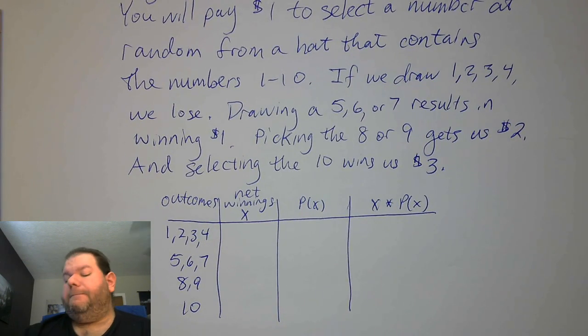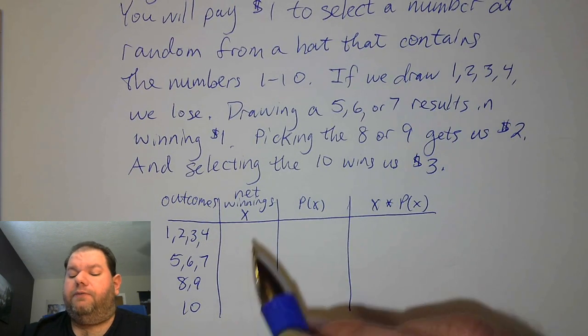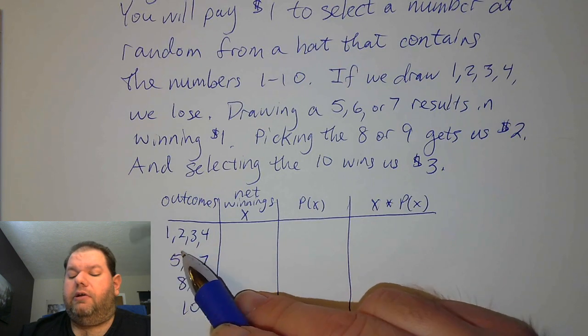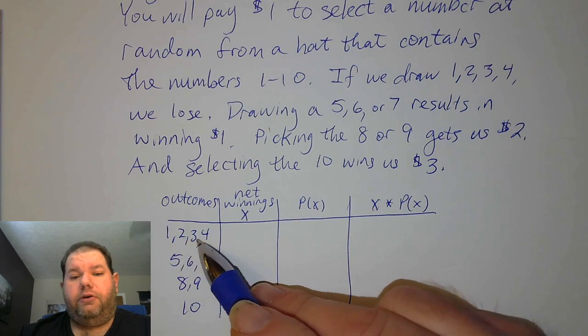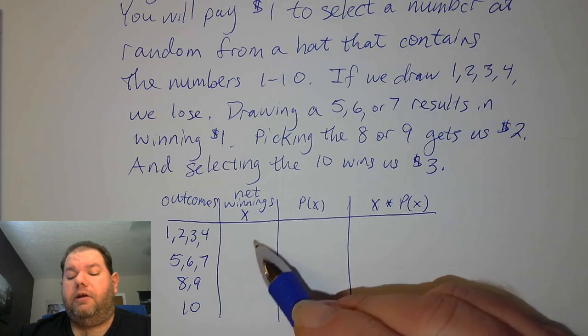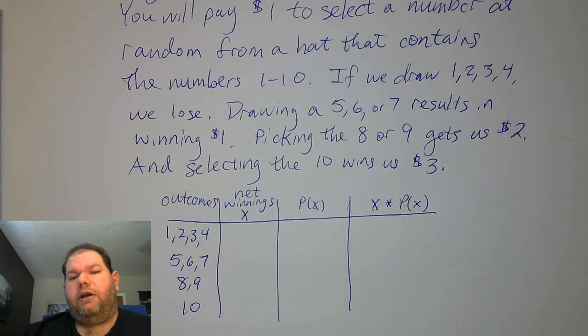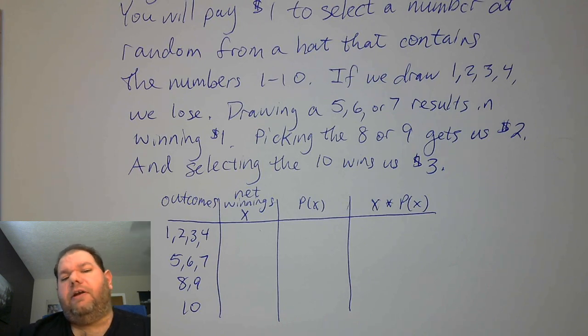Okay. So if we select a 1, 2, 3, or 4, we know that we lose the game. But when we talk about our net winnings, this is how much the amount of money we have has changed by choosing to play this game.